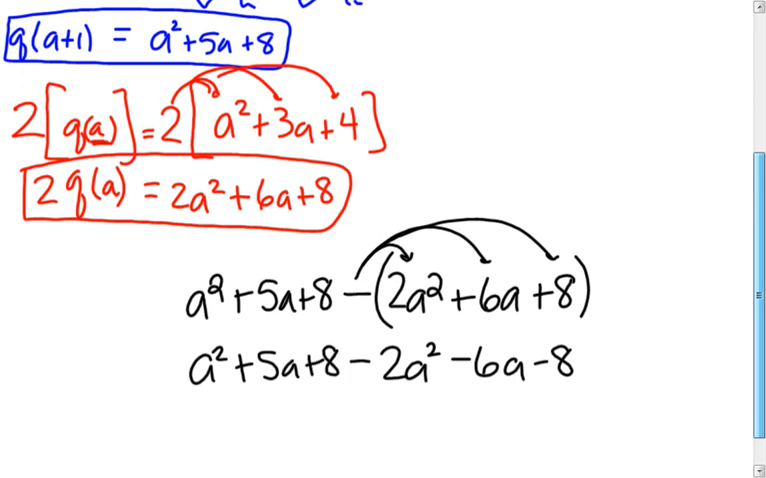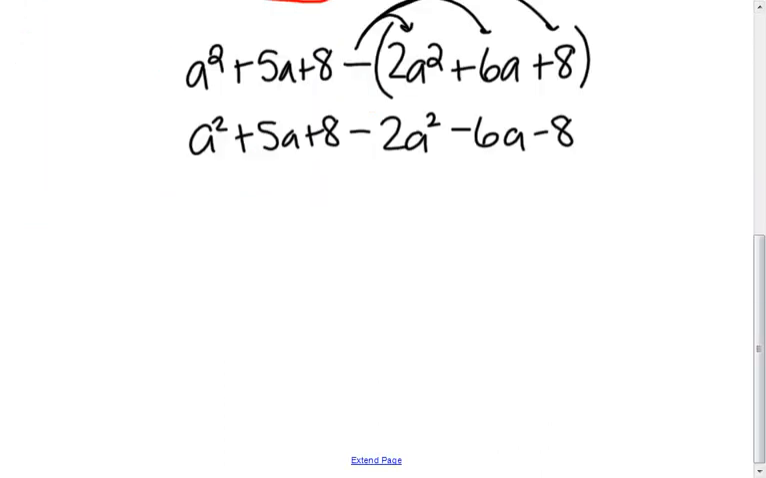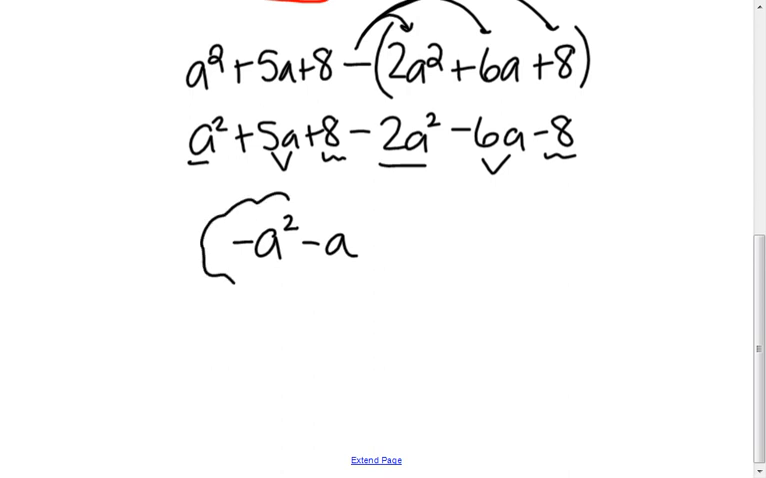Okay, now you want to combine your like terms because you can. And so I have a squared here and negative 2a squared here, which gives me negative 1a squared. And I have 5a and negative 6a, which gives me negative 1a. And then I have positive 8 and negative 8, which of course makes 0 to cancel. And this is what I get when I take those two quantities and subtract them. All right.